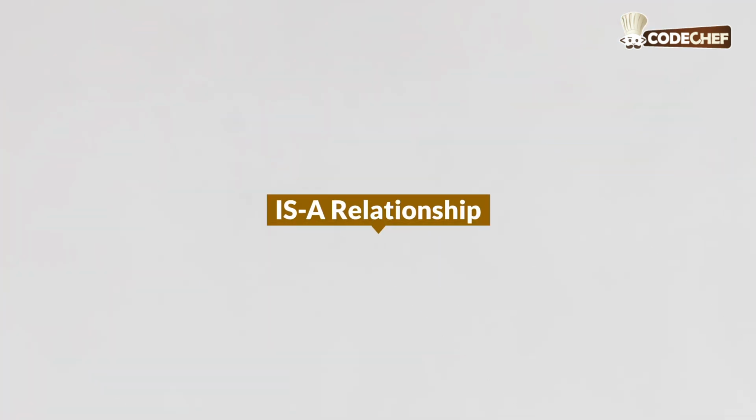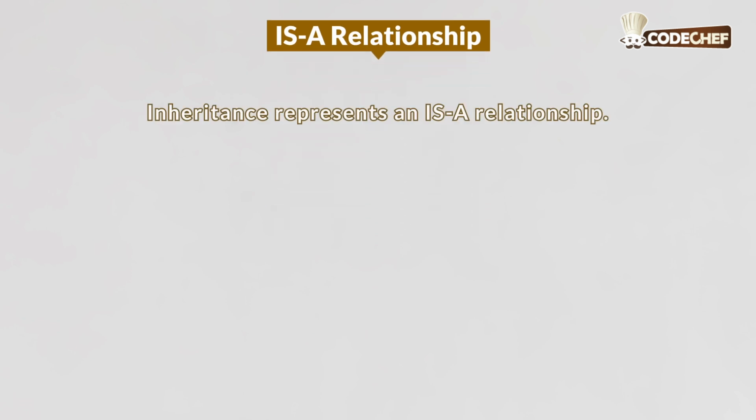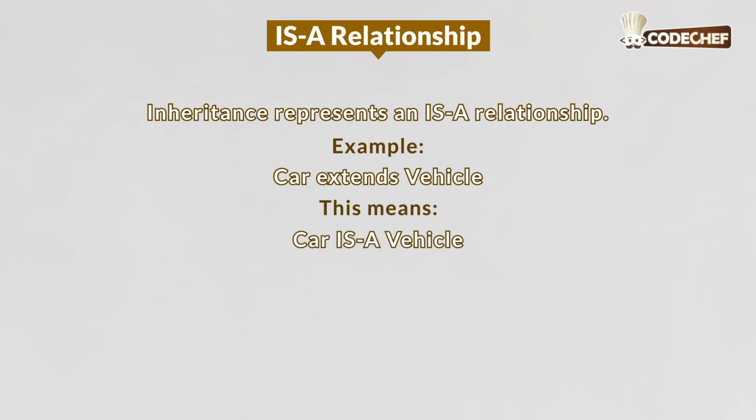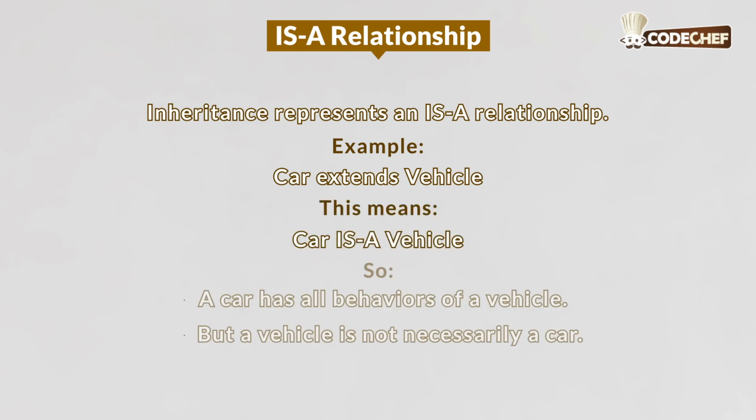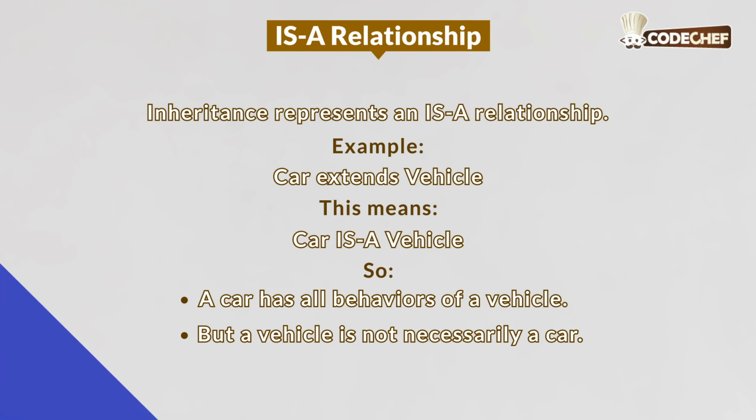Now let's talk about the is-a relationship. Inheritance represents an is-a relationship. For example, Car extends Vehicle. This means Car is a Vehicle. So, a Car has all behaviors of a Vehicle, but a Vehicle is not necessarily a Car.